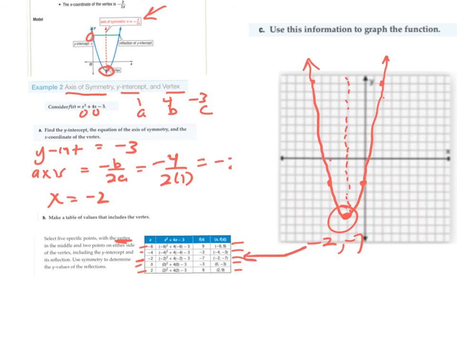So basically, you're going to use the table like we did before and put in points, but now we're putting in specific points. And our first specific point is our vertex, or our axis of symmetry.